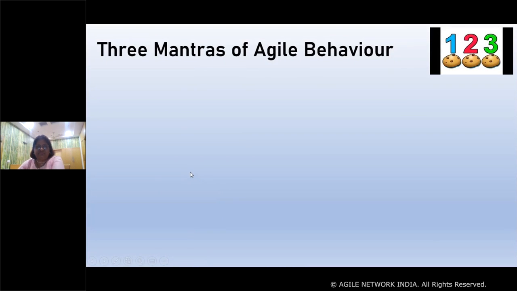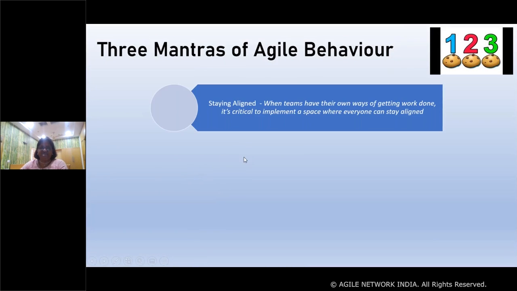The main three mantras of agile behavior are, first of all, staying aligned. Every team has its own unique way of getting work done. So it is critical we implement a space where everyone can stay aligned. One example is especially now during this work from home, we'll find that everyone has a different hour of working. So we allow them to work according to their hours, but we try to keep a common window, maybe a 2-3 hour window when we have our stand-ups and the whole team is working together.